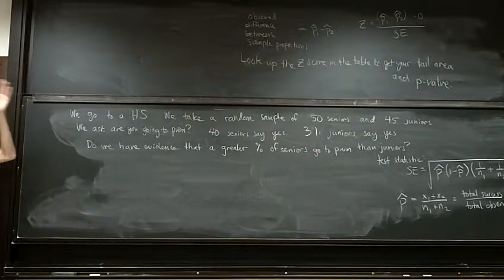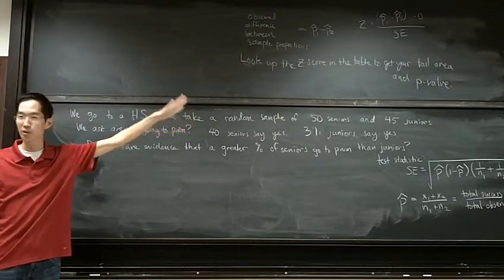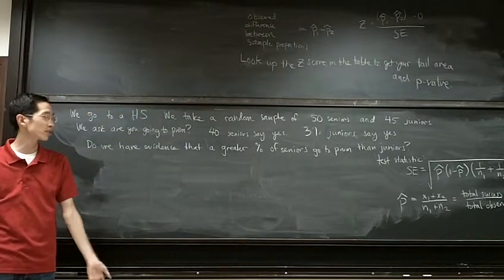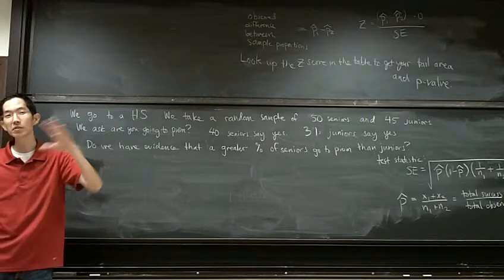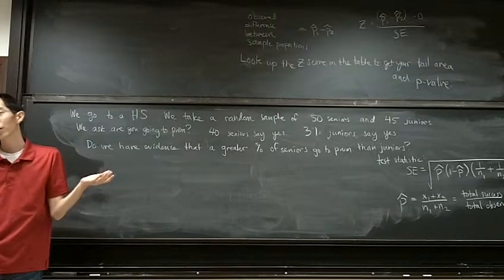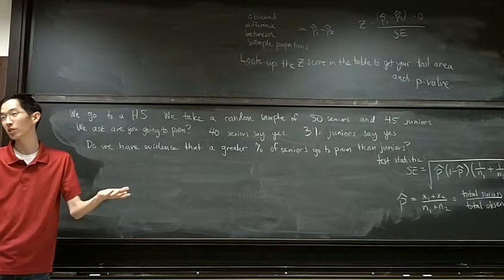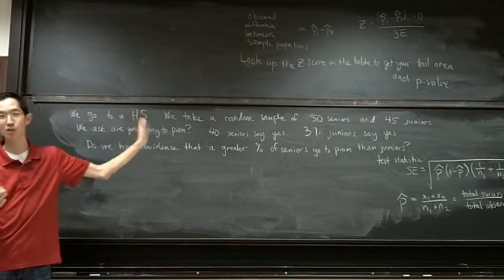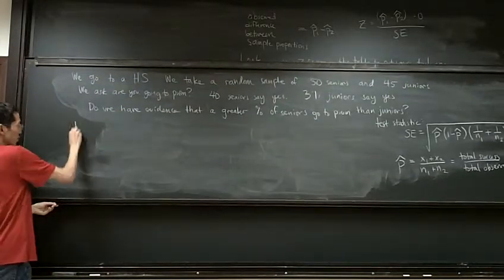So we took a random sample of 50 seniors and 40 of them said yes, they're going to prom. And then we took a random sample of 45 juniors and 31 of them said yes, they're going to prom. Is this evidence that more seniors go to prom than juniors, or a greater percentage of seniors go to prom than juniors? Okay? Does this question make sense? We're good? Okay, so what would my hypotheses be?